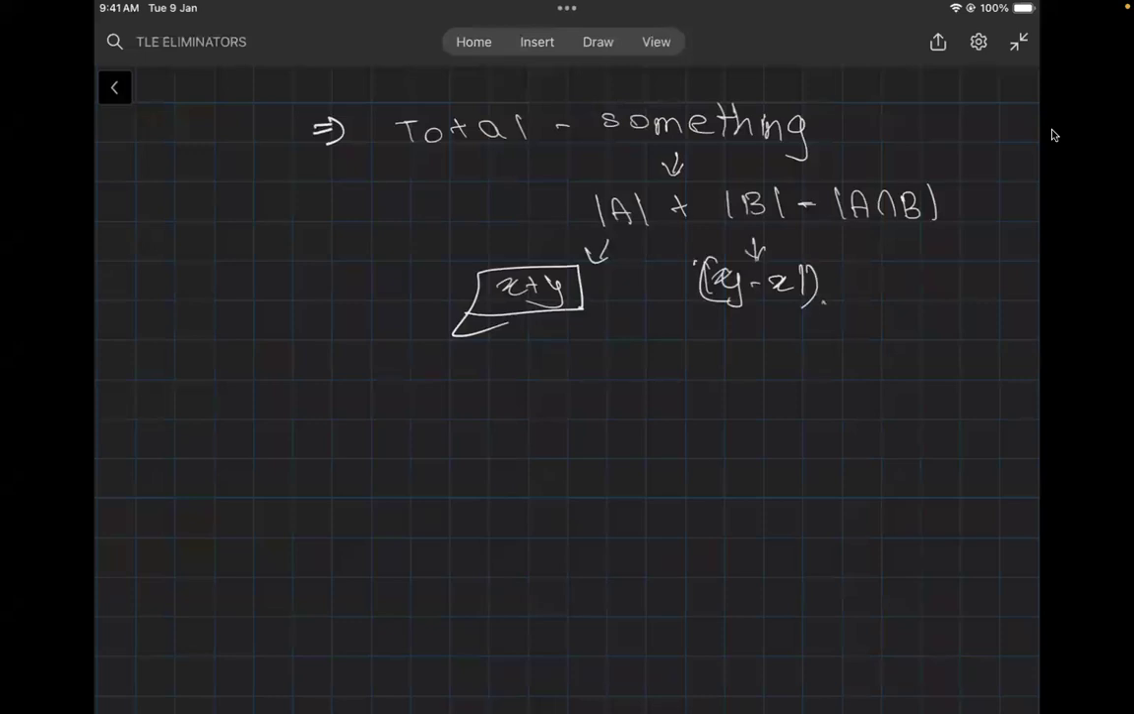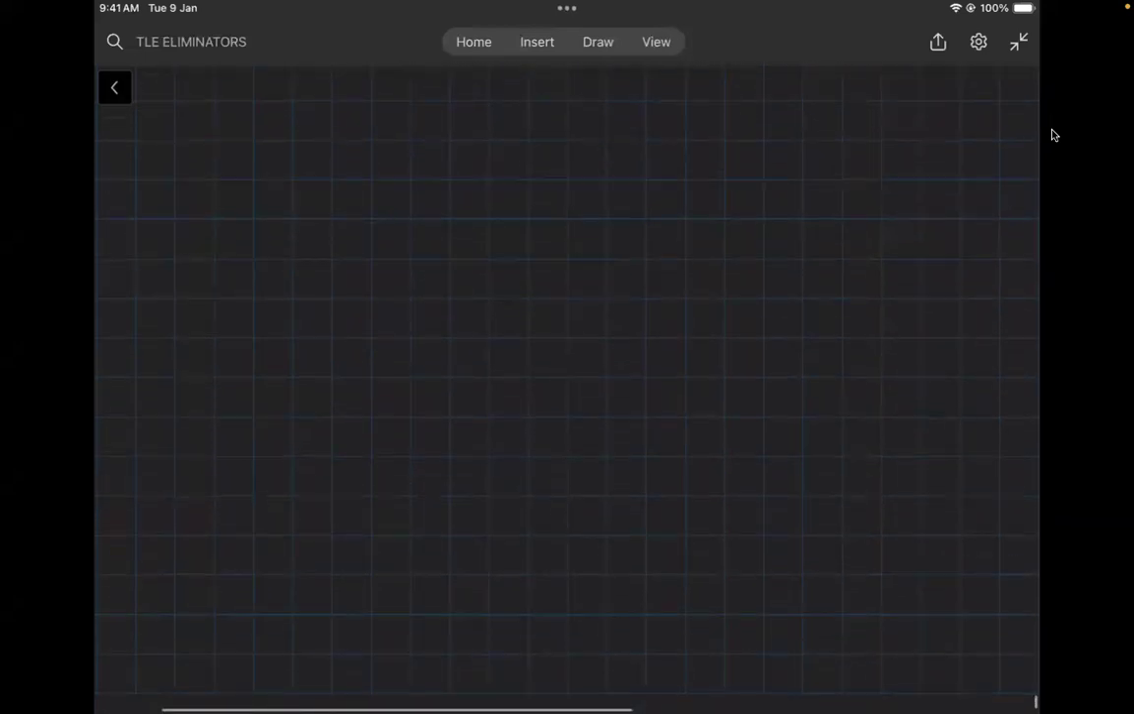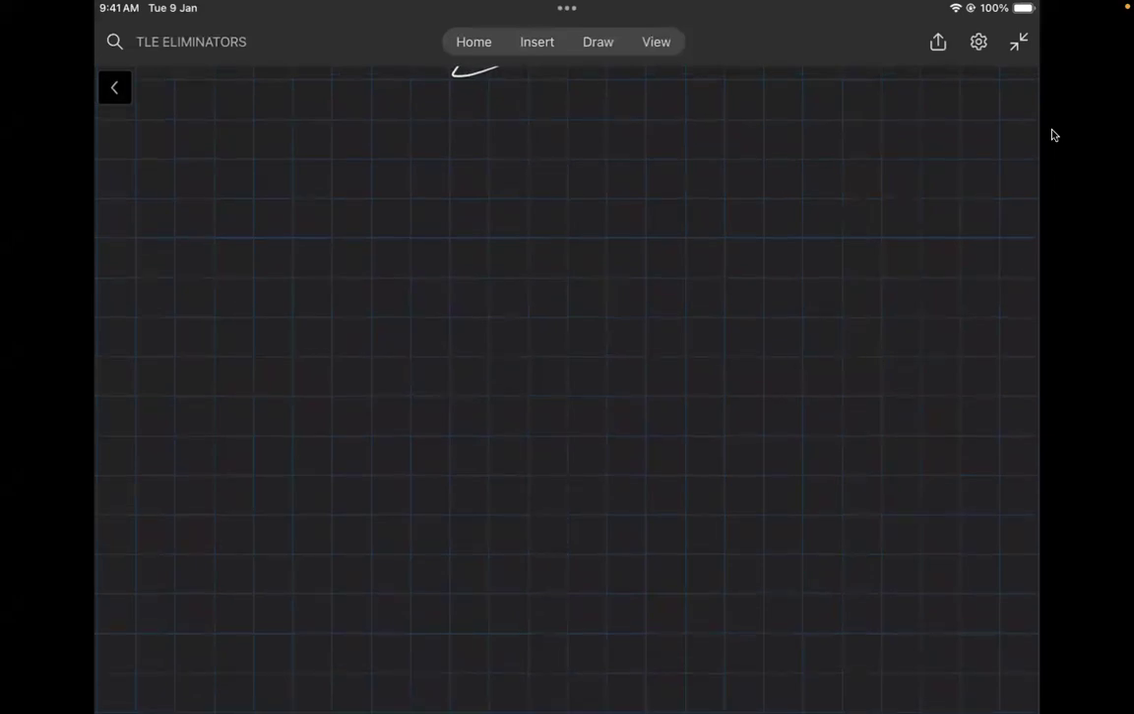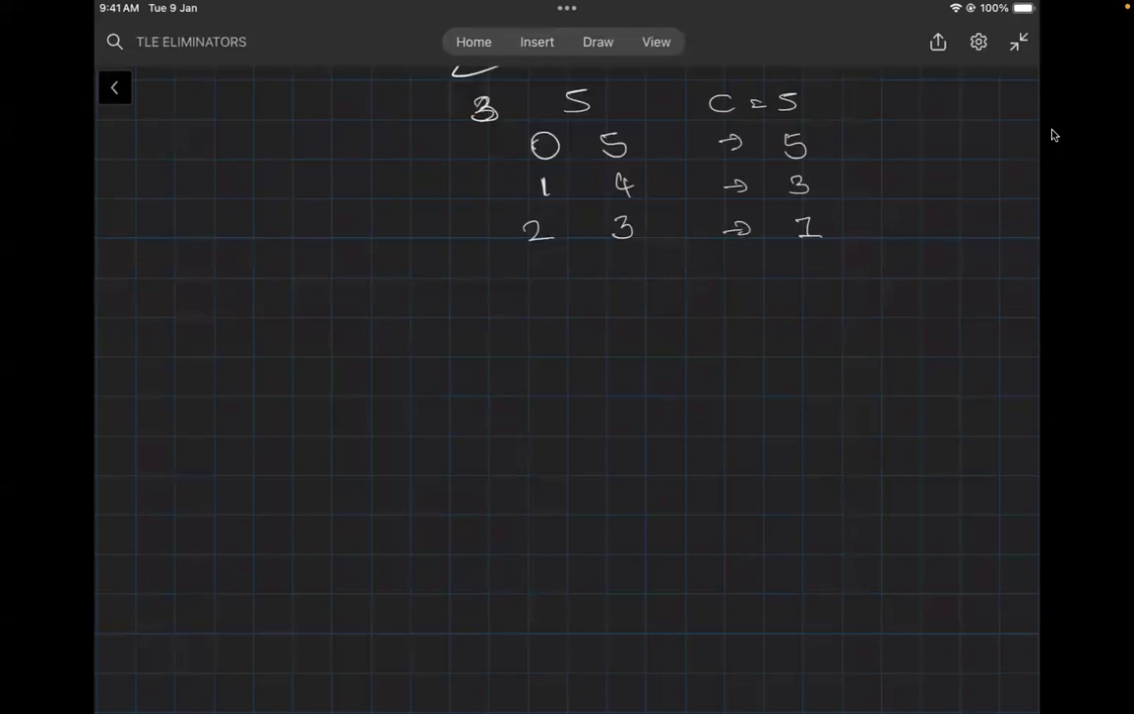Okay. Now, Vishesh asks, why is it always like, let's say we are at 3, or let's say we are at 5, okay, and C is 5. I think you'll be able to see this better here. 0, 5, 1, 4, 2, 3, right? No, not so much, but okay, fine. 5 minus 0 is 5, 4 minus 1 is 3, 3 minus 2 is 1. Okay.